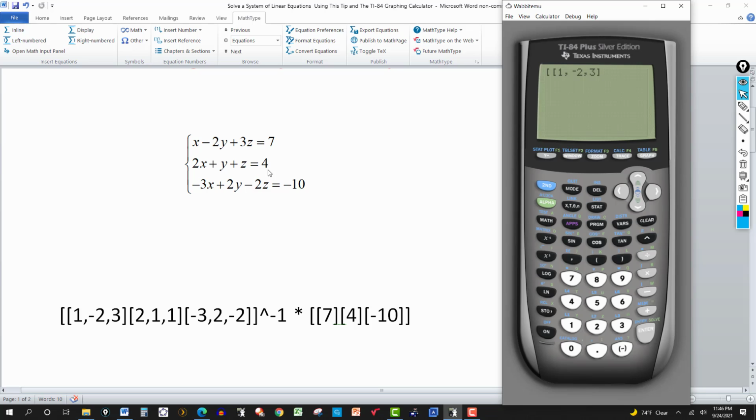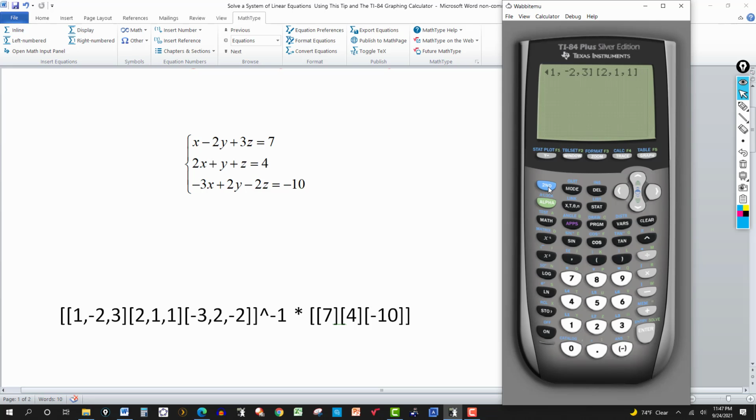Then I go to the second equation. That'll be the second row you want, and that'll be again second, and then left bracket, and then enter that 2, comma, 1, comma, 1. Those again are the coefficients of the x, the y, and the z. 2, 1, and 1. And then I close this bracket. So second bracket here, close it. And see, it's going off screen. That's why I put it here so you could see it.